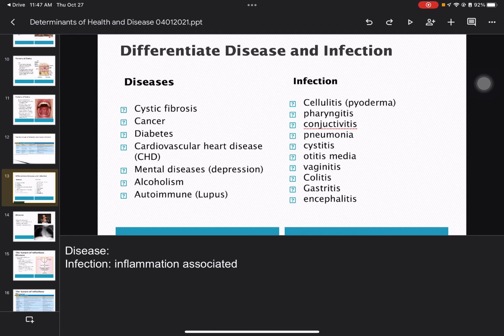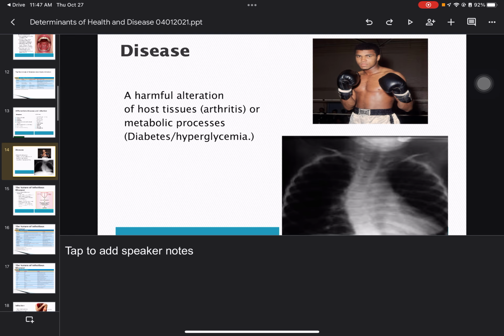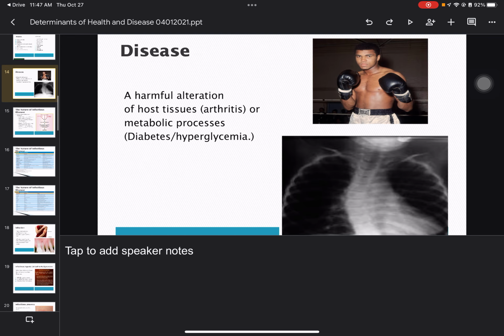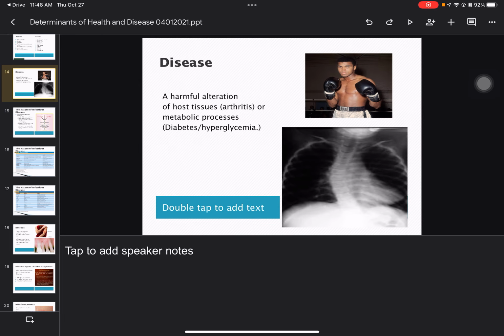So disease is defined as a harmful alteration of host tissues or some type of metabolic process. It can be genetic, but it can also be epigenetic, where the influences of the world are having an effect on our body. You come in contact with too much benzene, and then you develop liver cancer. There's all kinds of things that can happen like this. When we think about infection, it's about an organism getting into the body.